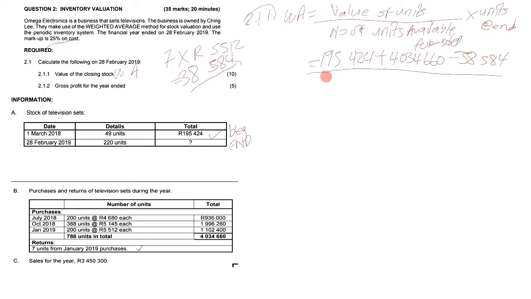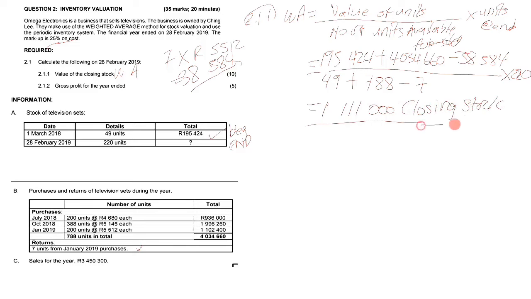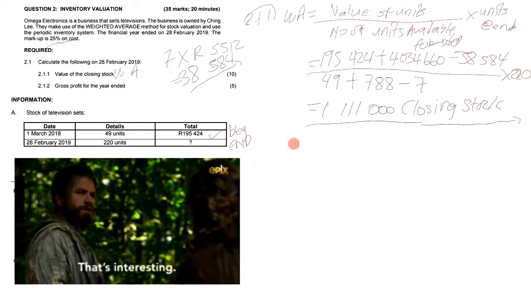And then divide by number of units. Units at the beginning was 49 plus purchases of 788 units minus 7 units returned to the supplier. So overall you multiply by units at the end, which is how many units at the end? It was 220. So 220 units at the end. So our closing stock will amount to 1,111,000. So now we have our closing stock using weighted average amounted to 1,111,000.